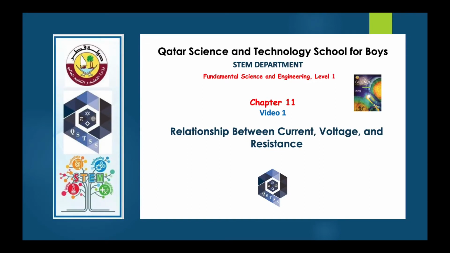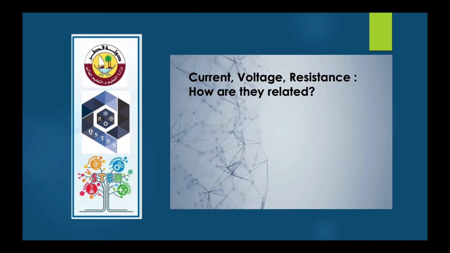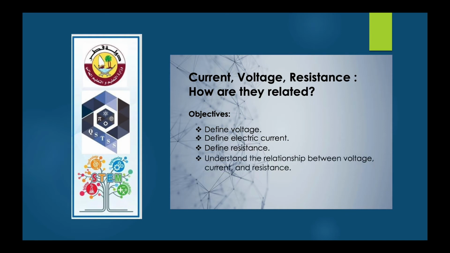Welcome. This will be a short tutorial from Chapter 11 of the Fundamental Science and Engineering book discussing the relationship between current, voltage, and resistance. Current, voltage, and resistance, how are they related? The objectives covered in this video will be: define voltage, define electric current, define resistance, and finally, understand the relationship between voltage, current, and resistance.